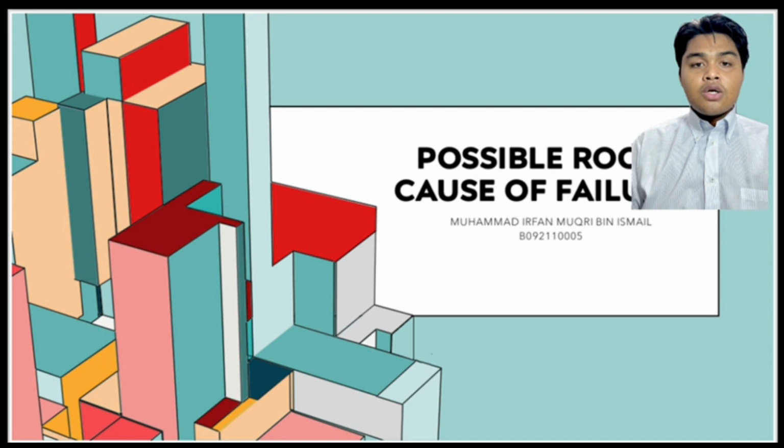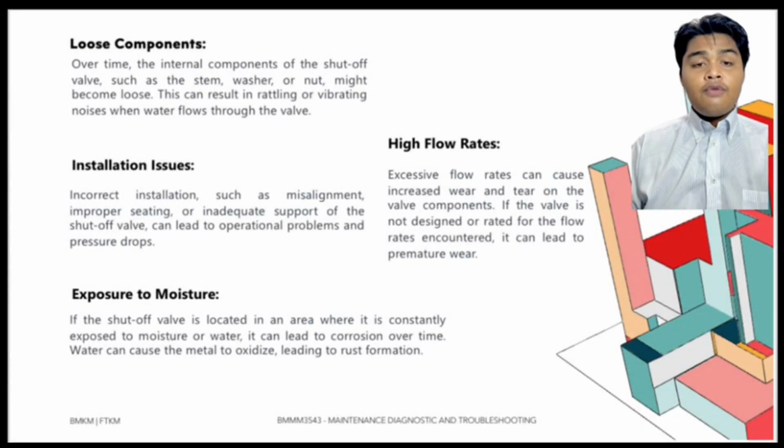So, this is the root cause of failures. First of all, the root cause of failure is loss of components. Over time, the internal components of the shut-off valve, such as the stem, washer, or nuts, might become loose. This can result in a rattling or vibrating noise when water flows through the valve.